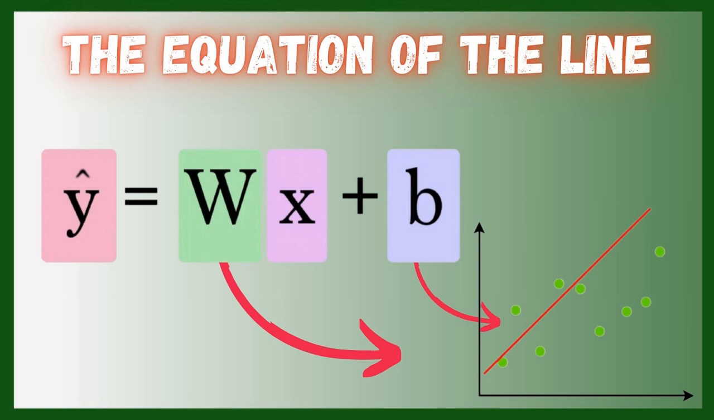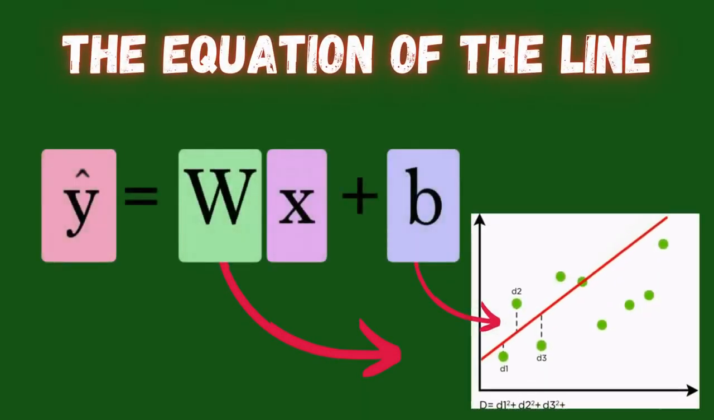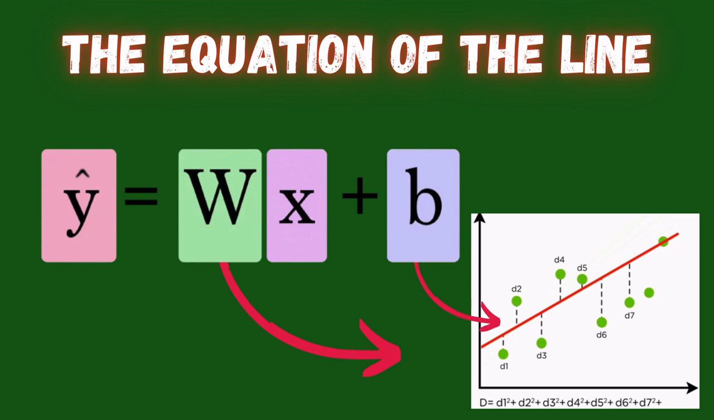The equation of this line is simple: y equals wx plus b, where y is the predicted value, w is the slope of the line, x is the input variable, and b is the y-intercept. As shown in the figure, by adjusting the values of w and b, the fitted line will move accordingly.